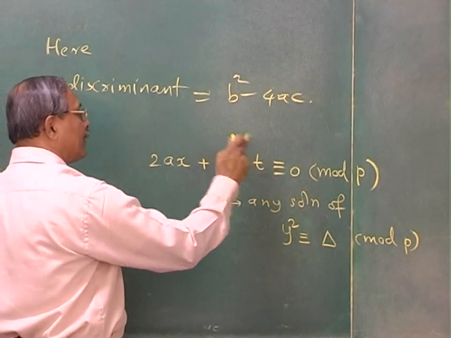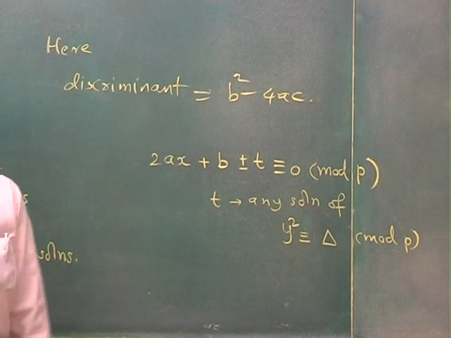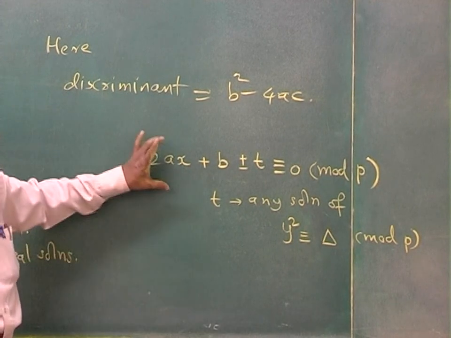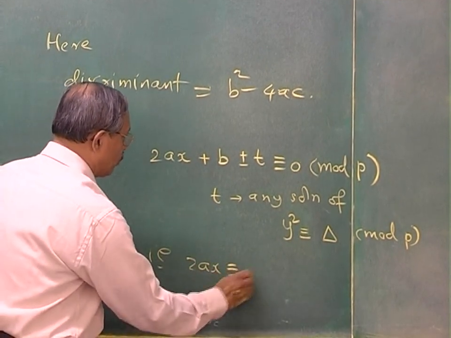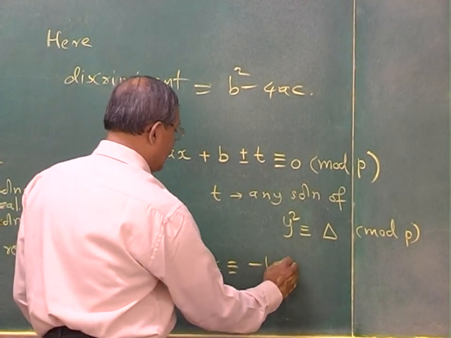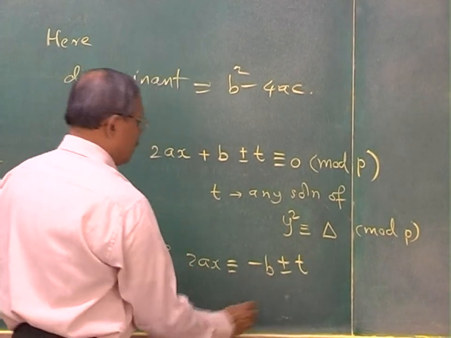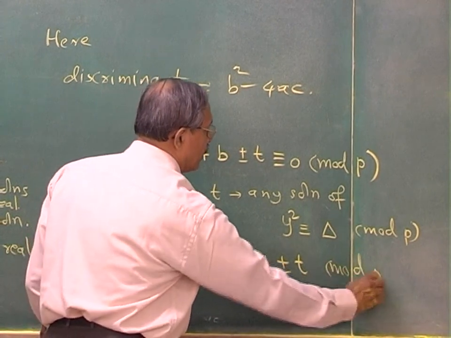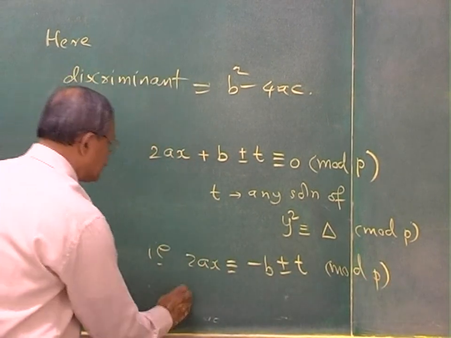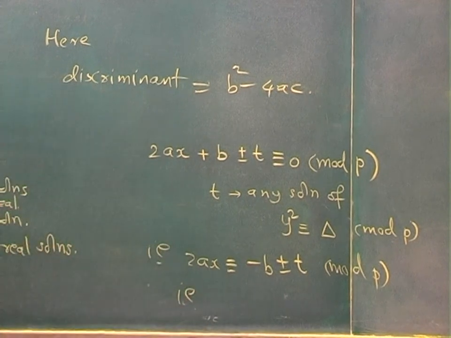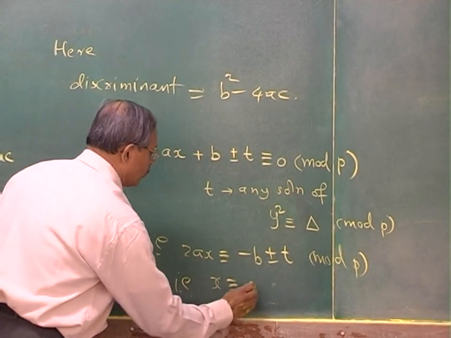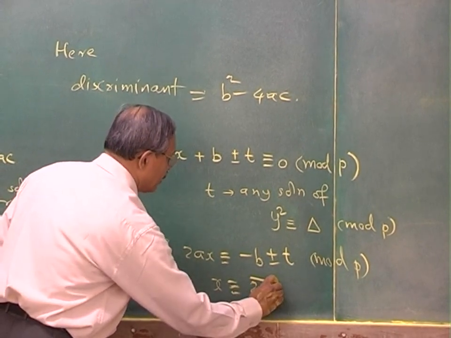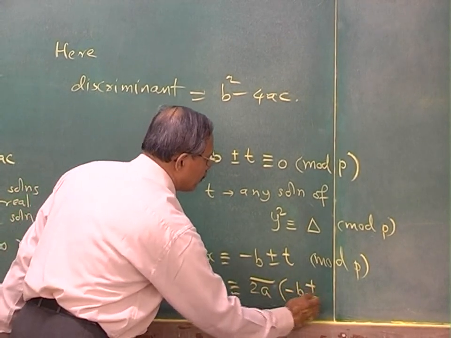So once you take that one, and it's negative, you get 2. And now what do you get here? That is 2x congruent to minus b, again you can say plus or minus t mod p. And that is, now instead of dividing by 2a, we can say that we are multiplying by the inverse of 2a mod p. So that is x congruent to 2a bar into minus b plus or minus t.